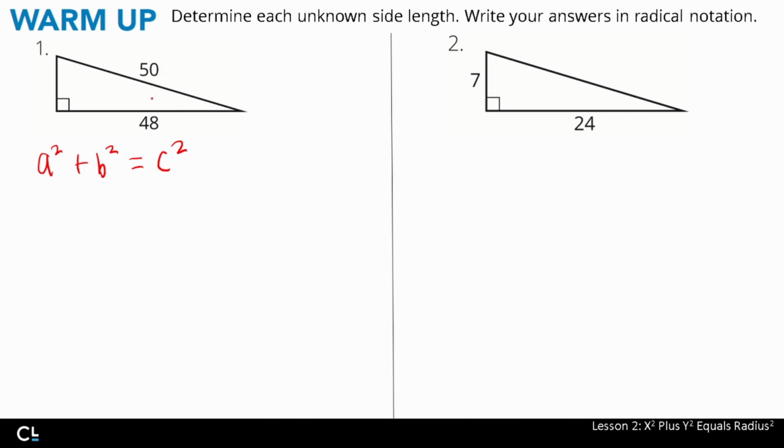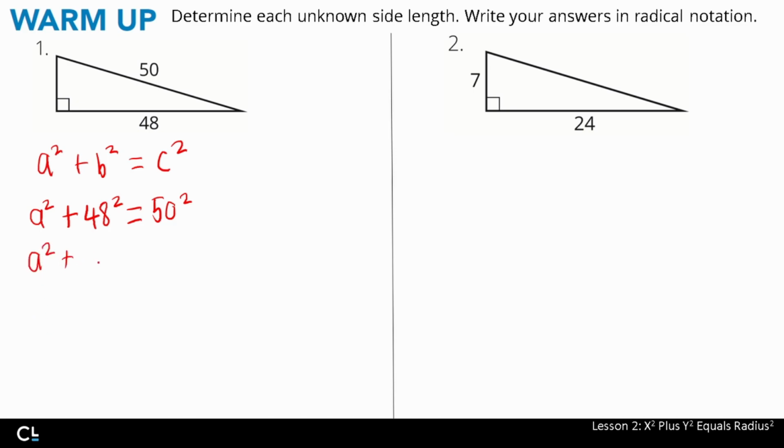So all we have to do right now is plug in these values. A we're going to leave blank because this is our missing spot. So we're going to leave it as a squared plus b, which is my other leg of this triangle, 48. So we'll have 48 squared equals c, my hypotenuse, so 50 squared. And once again, we're going to plug this into a calculator. Desmos, Desmos, Desmos. The scientific calculator is the best, right?